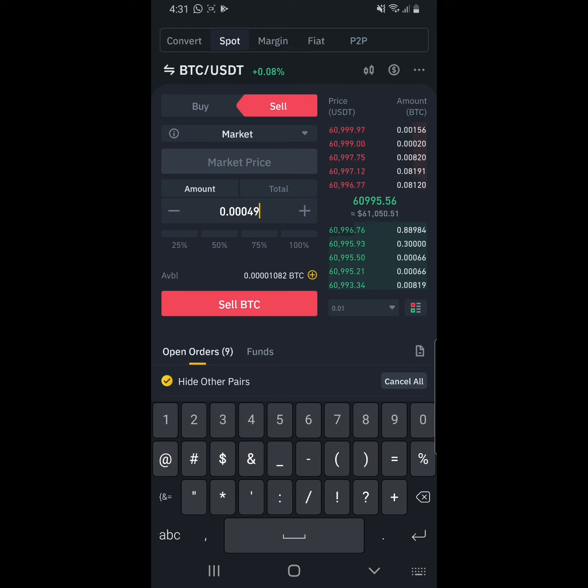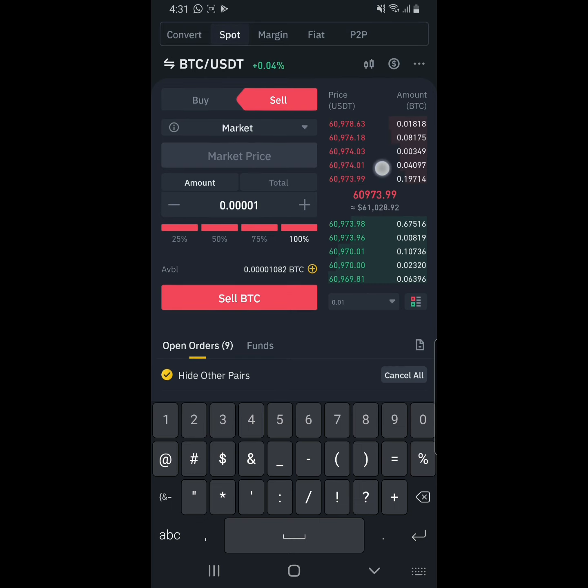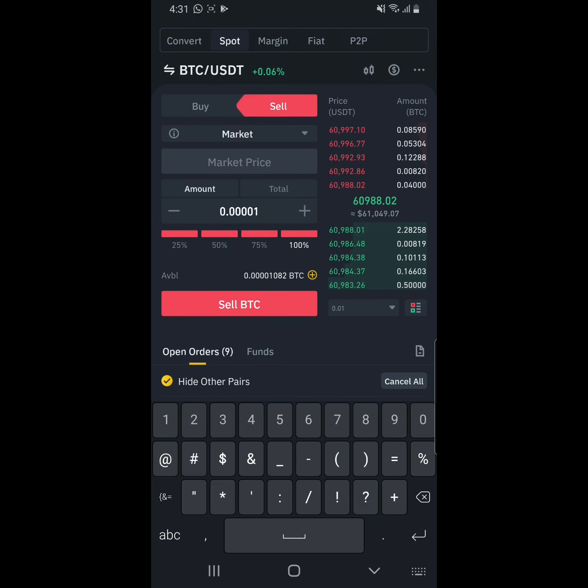I say I want to sell. Sorry, it's not on buy. I said okay, I want to sell my BTC, all of them. At what price? I click the market price. It will take the market. If I say sell, it will take the best price in this column, the sellers, and execute immediately.